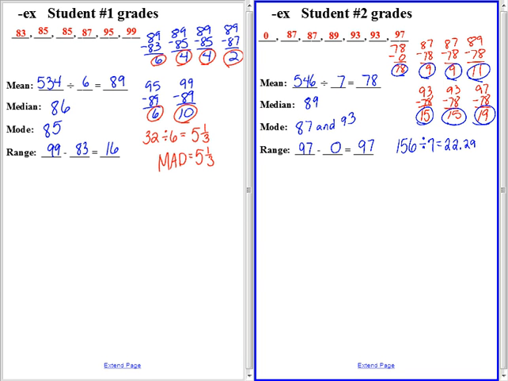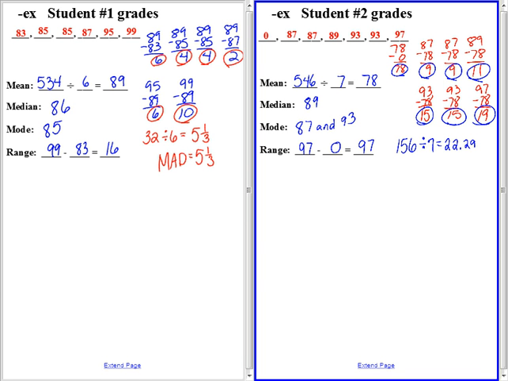So if all you told me were the mean and the MAD for each of those students, I would know that student number 2 had to have at least one number that was an outlier in the set of data, probably, because otherwise you're not going to have such a large MAD compared to what the other scores are. So knowing the variability of the data can be really helpful in understanding the mean better.